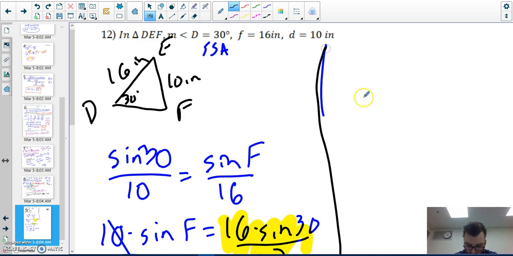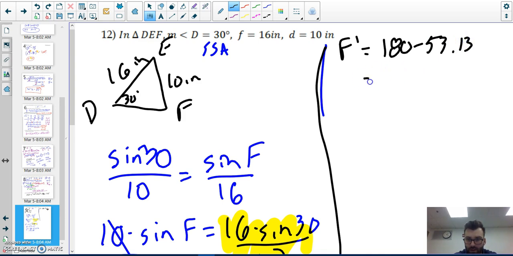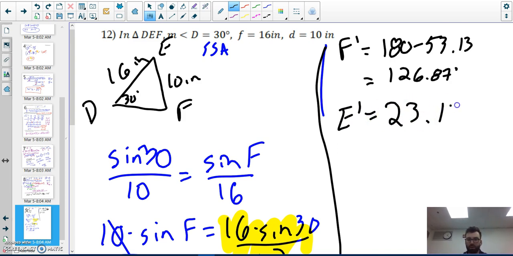While I talk about F prime, F prime is going to be 180 minus 53.13, which gives me 126.87 degrees. All right, does this work? Well, if I add 30 to that, I'll get 156.87. So that would give me an E prime of 23.13 degrees. So yes, both of these answers make sense. So there does exist a second triangle.